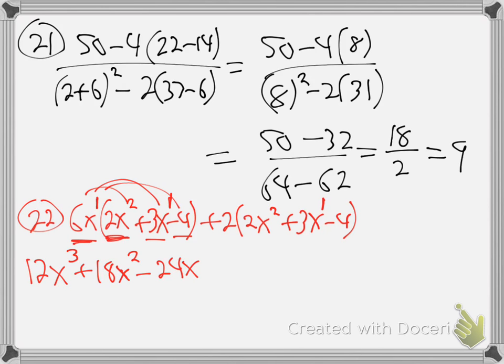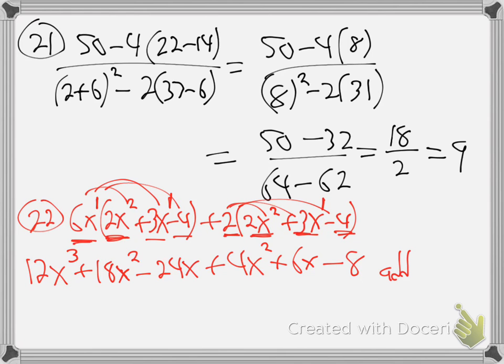Good so far? Plus, now this 2 will go to all 3. Boom, boom, boom. 4x squared plus 6x minus a. All the parentheses are gone. Now I'm in adding, subtracting mode. Like terms, and just the numbers in the front, don't mess with powers. Now, everybody good so far?